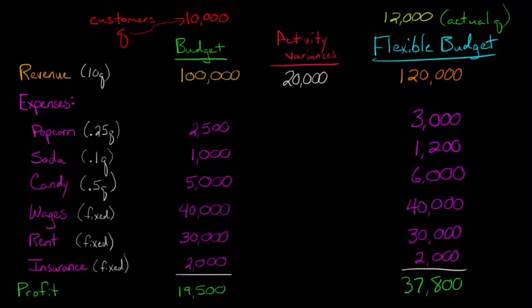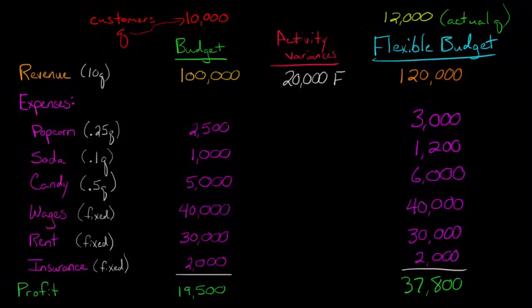And is that a good or bad thing? Well, we had more revenue than we expected, so we'll say that's good, and we'll call that a favorable variance. F is favorable, I'm just going to put F there. So this activity variance is just saying we had 20,000 more revenue than we expected.